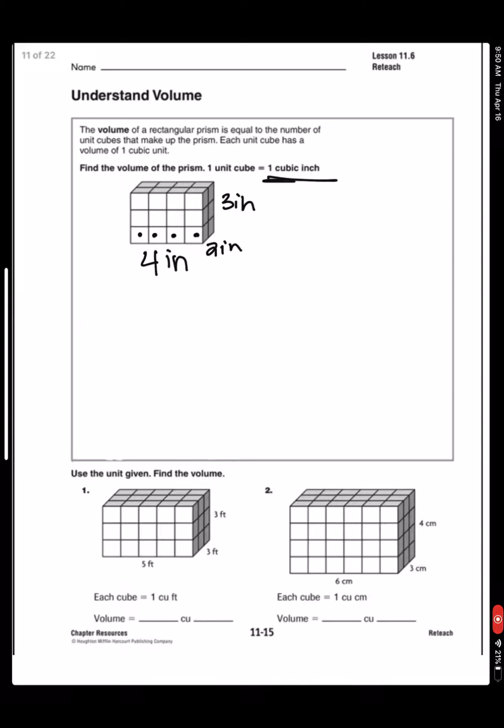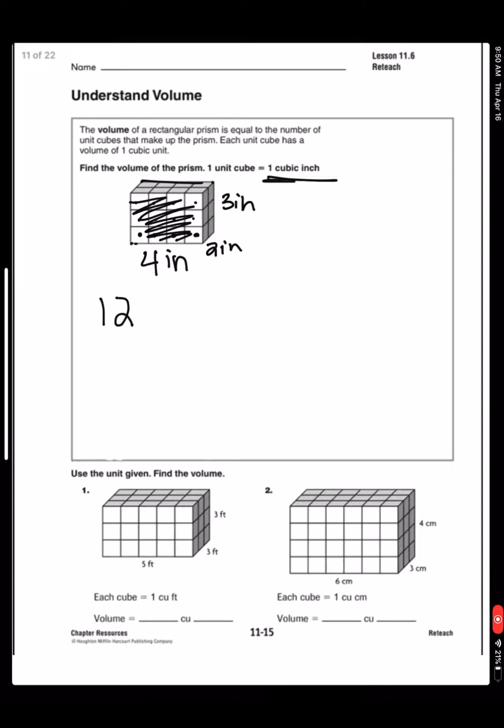Now, we are going to solve by counting all the cubes. There's 1, 2, 3, 4, 5, 6, 7, 8, 9, 10, 11, 12. So there's 12. Another way instead of counting is you can say, well, there's 4 across and 3 high, and you can multiply and still get 12. Now, we have counted our first face that we can see.